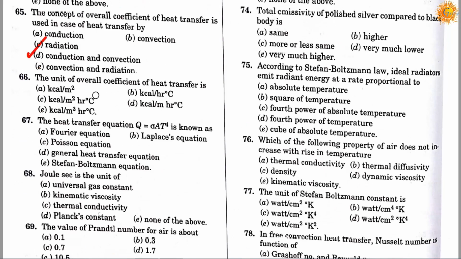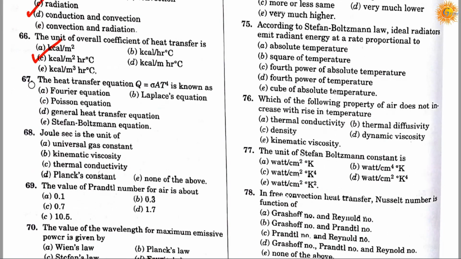Question number 66. The unit of overall coefficient of heat transfer is option A, kilocalorie per meter square, option B, kilocalorie per hour degree centigrade, option C, kilocalorie per meter square into hour degree centigrade, option D, kilocalorie per meter into hour degree centigrade, and option E, kilocalorie per meter cube into hour degree centigrade. Correct answer is C, kilocalorie per meter square into hour degree centigrade.